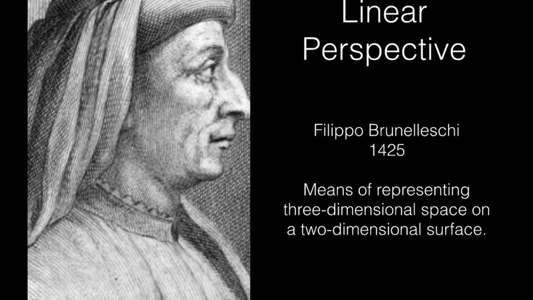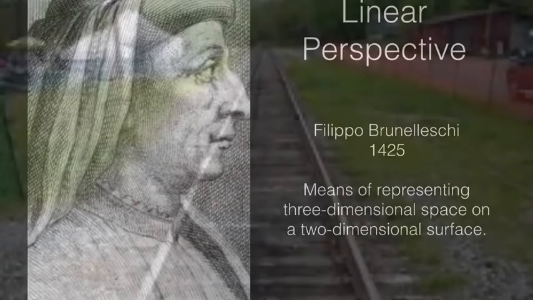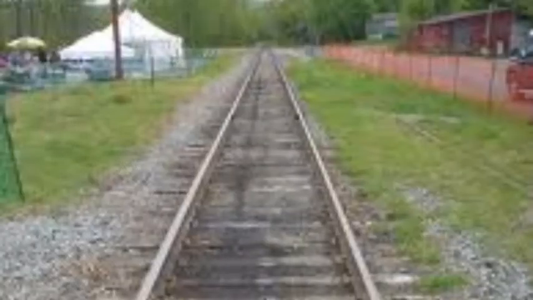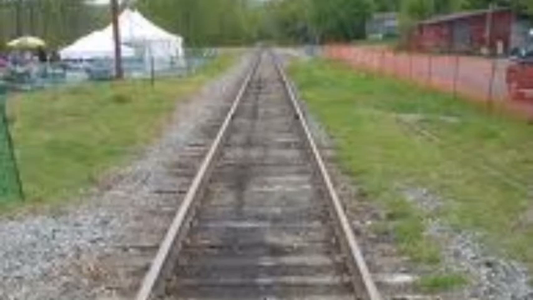Perspective was developed by Filippo Brunelleschi in 1425 as a means of representing three-dimensional space on a two-dimensional surface. He knew that our eyes saw things differently than what we knew them to be. These railroad tracks are parallel, we know that, but our eye perceives them to converge towards the distance.